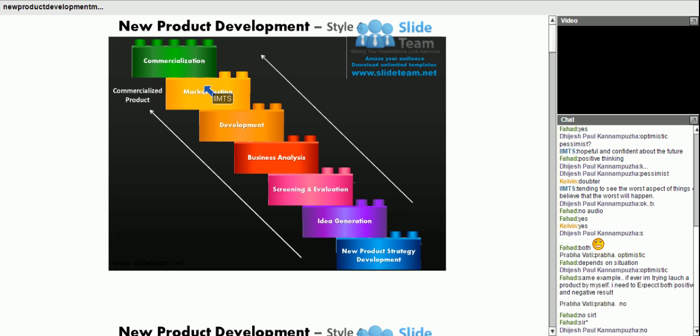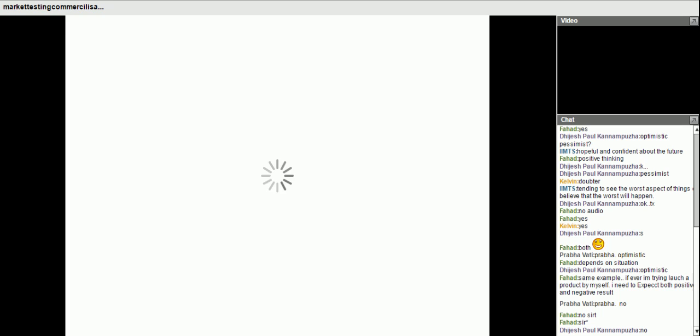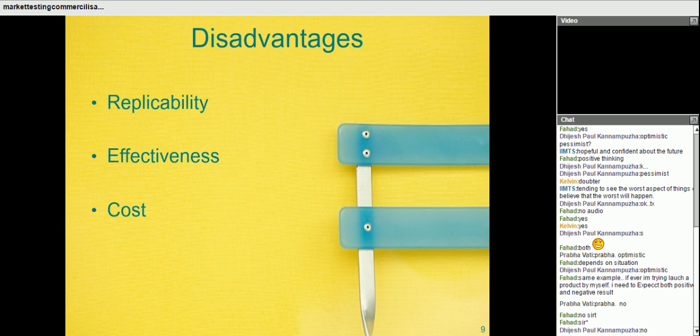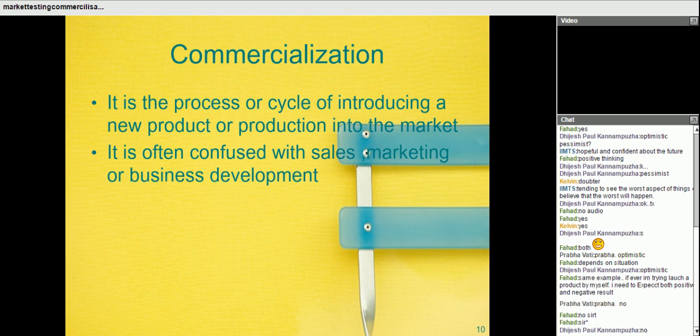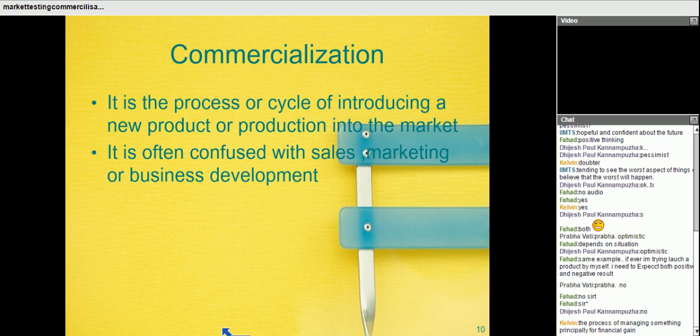Now we have done market testing. Now let's come to commercialization. What is commercialization? Can anyone tell me what is commercialization? See, what is commercialization? It is the process of launching a new product, right? It may involve heavy promotions and filling the distribution network with the products.